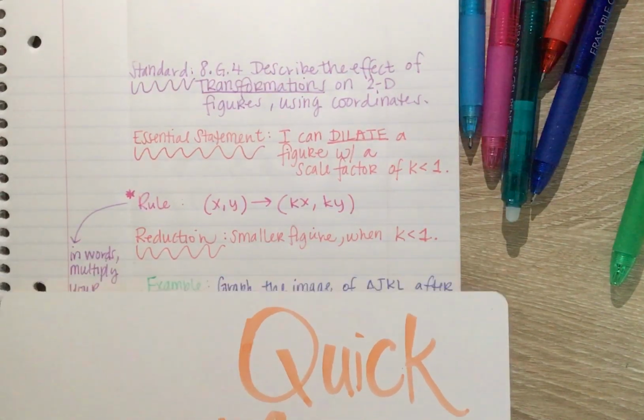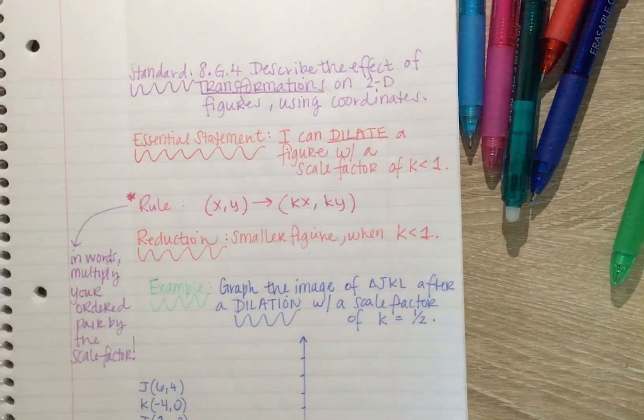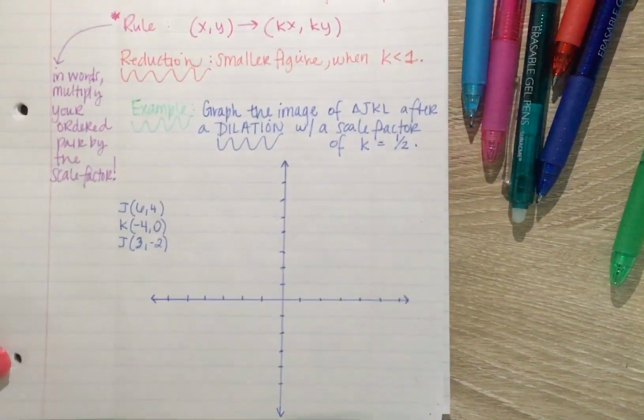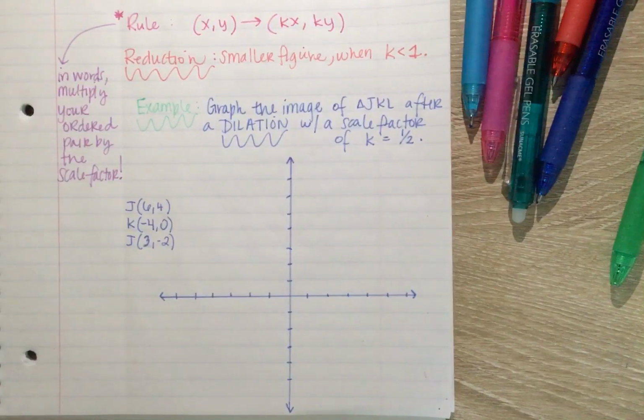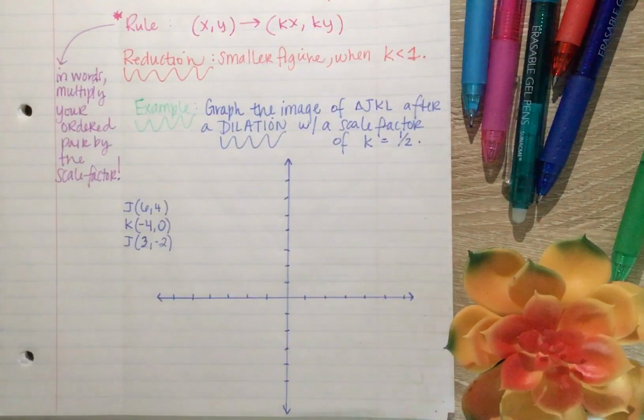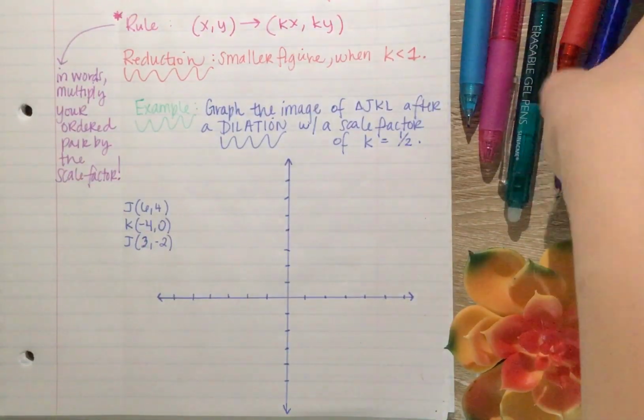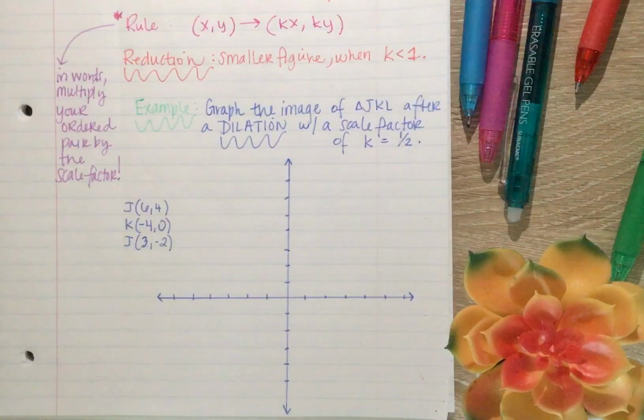Here we have our example. It states: graph the image of triangle JKL after a dilation with a scale factor of k equals 1/2. Are you guys all afraid? I hope not. Let's do this problem. We have our rule still at the top so we see what we're doing, and then we have our triangle JKL.